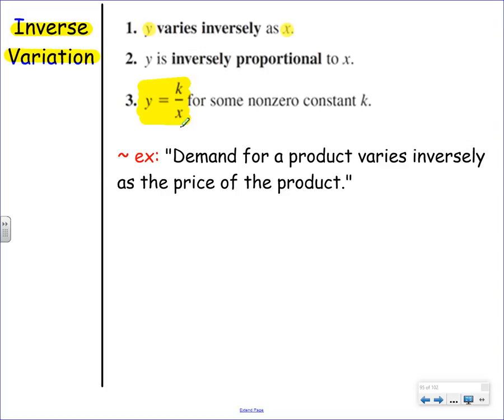We'll go back to the Frappuccino one. I think I used this one earlier. If the temperature outside goes up, what happens to the temperature of your Frappuccino when it's sitting out in the sun? It goes down. Inverse relationship. As one goes up, the other goes down.